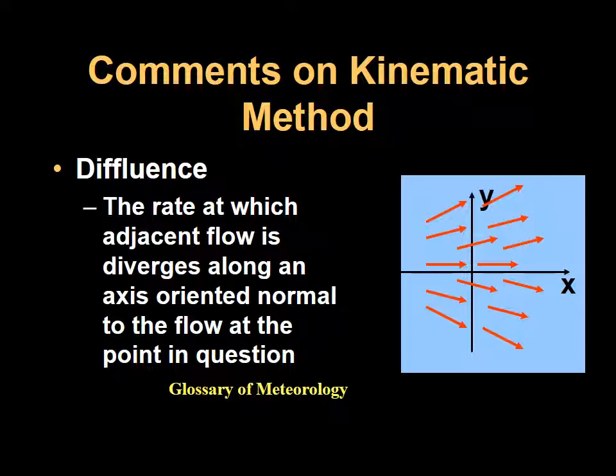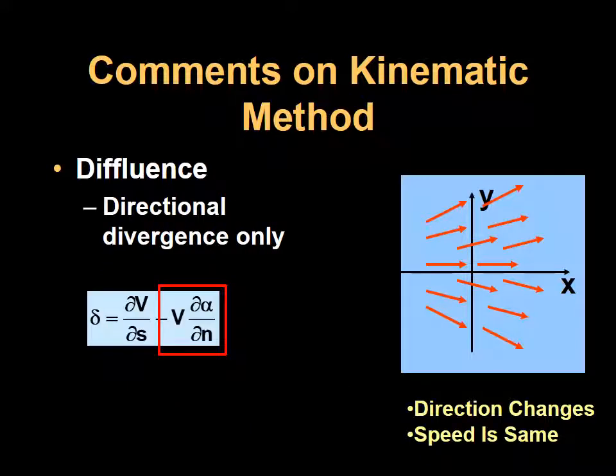By definition, diffluence is the rate at which adjacent flow diverges along an axis normal to the flow at the point in question. Well, that's a definition. When you look at it, you can actually see the winds spreading apart. When they do that, that's diffluence. In other words, diffluence is only the change in direction. And if it is diverging, then we say that it is directional. We have directional divergence, and that's diffluent. Remember, though, that diffluence is often offset by convergence in speed.